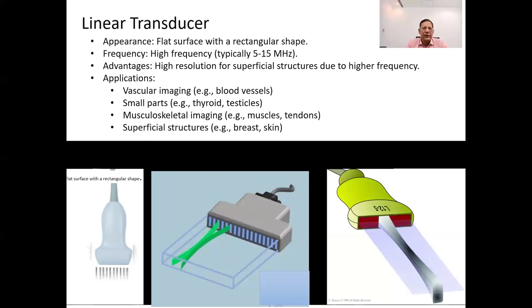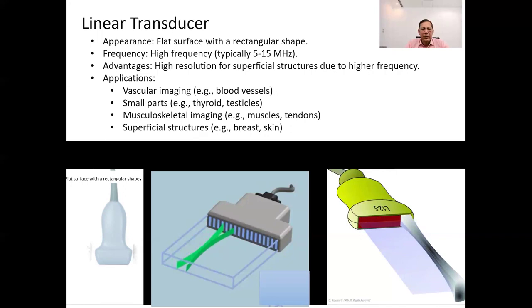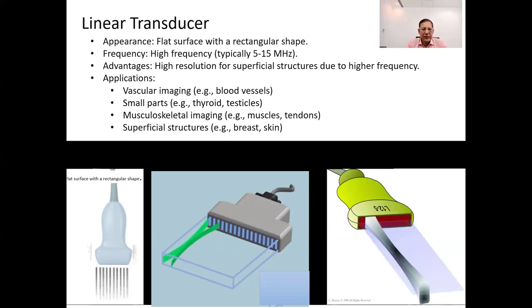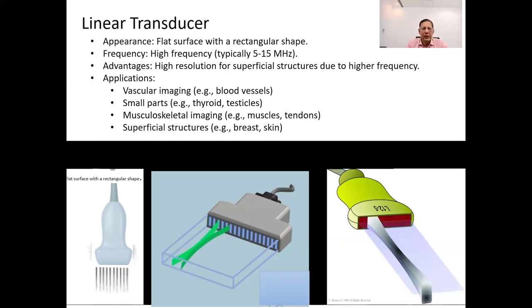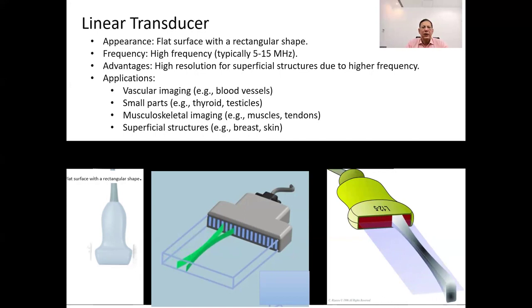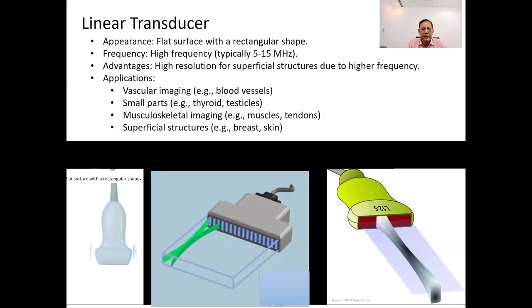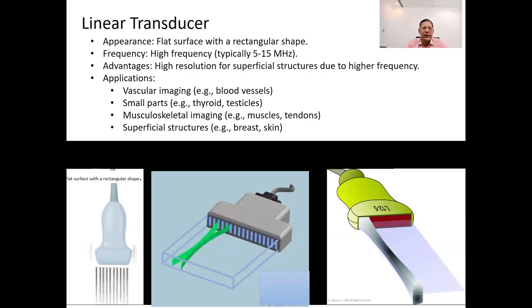Number 3, for musculoskeletal imaging, while imaging muscles, tendons, ligaments, and joints, to diagnose conditions like tendinitis, ligament tears, and other soft tissue injuries. Number 4, linear transducers are used for guidance during procedures, to guide interventional procedures, such as needle biopsies, injections, and catheter placements, providing real-time imaging to enhance accuracy and safety.